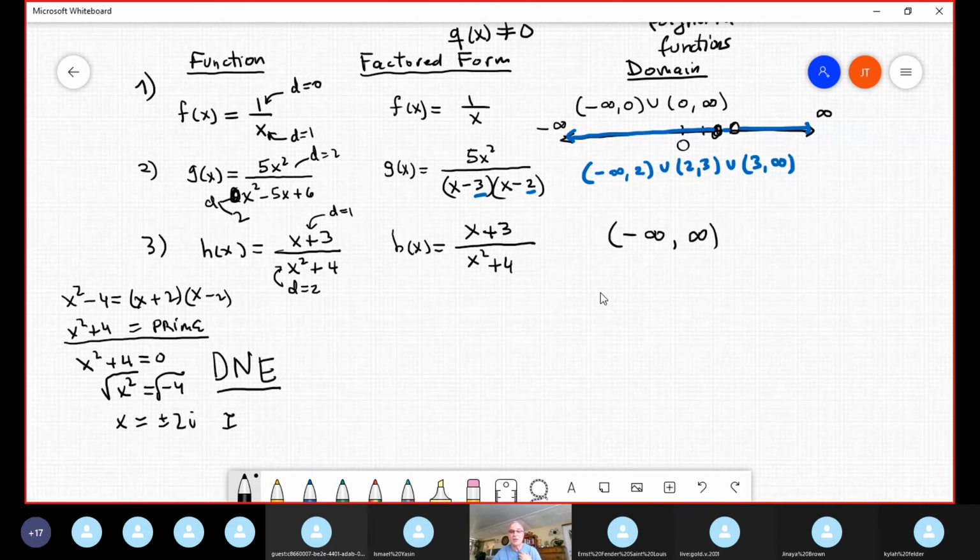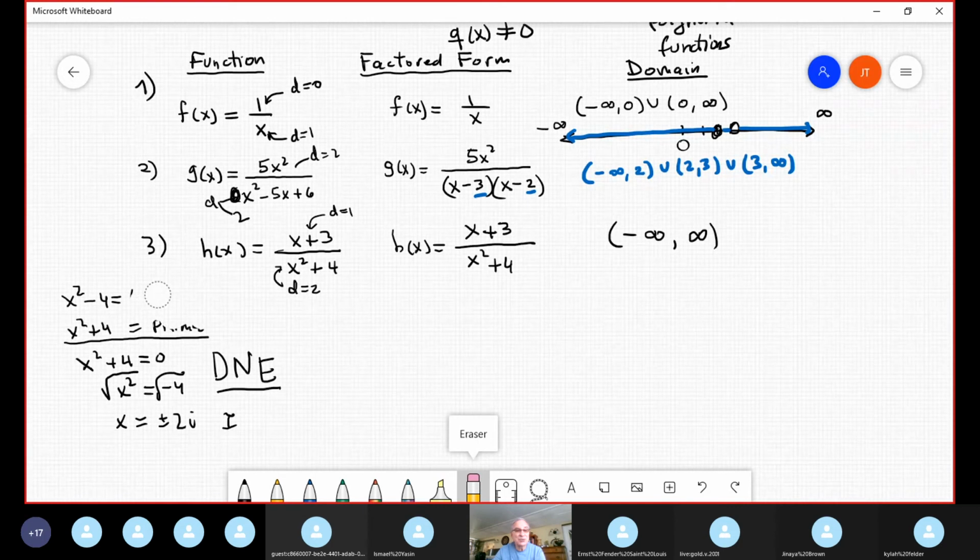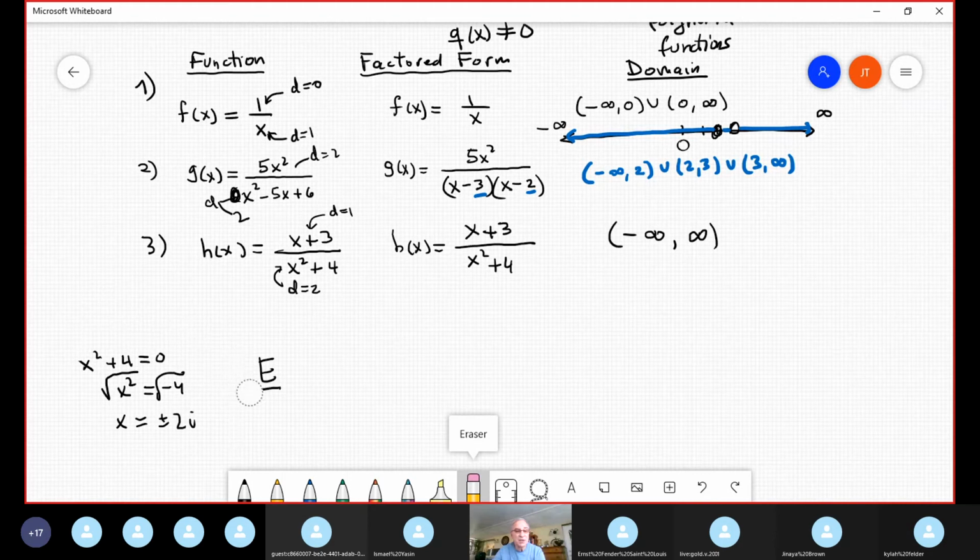Why? Remember the agreement to find the domain. The agreement is, in any function, the domain is all real numbers except the restriction. But the restriction I try to find, the denominator equal to 0, is imaginary. And imaginary means that it does not exist. So we have no restriction. Therefore, the domain is all real numbers. Clear?